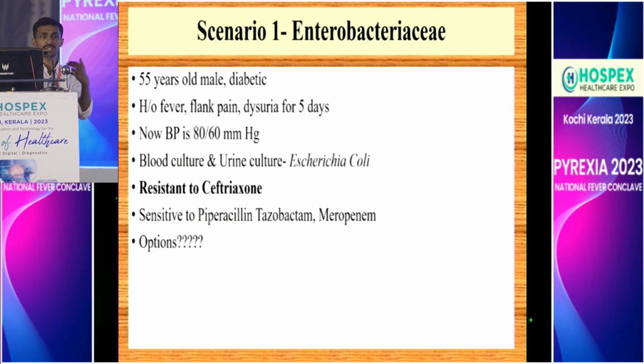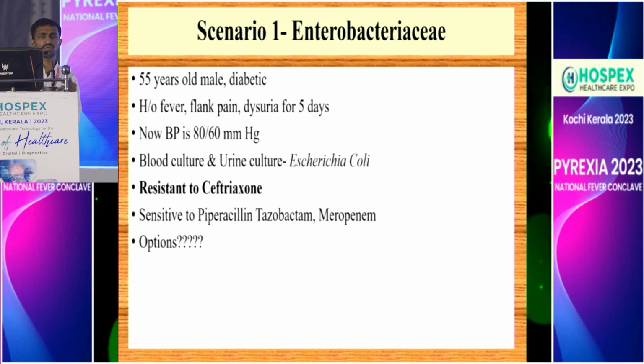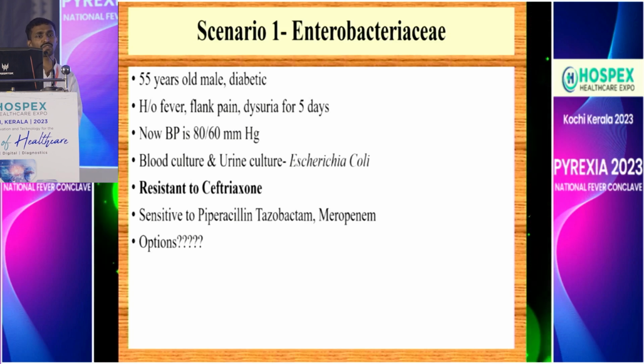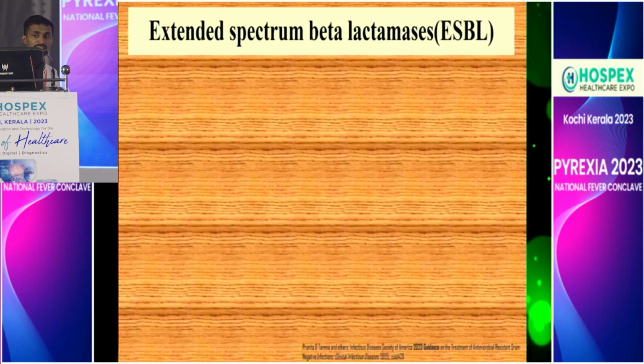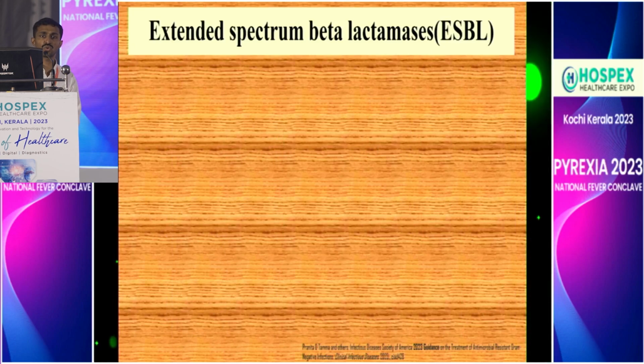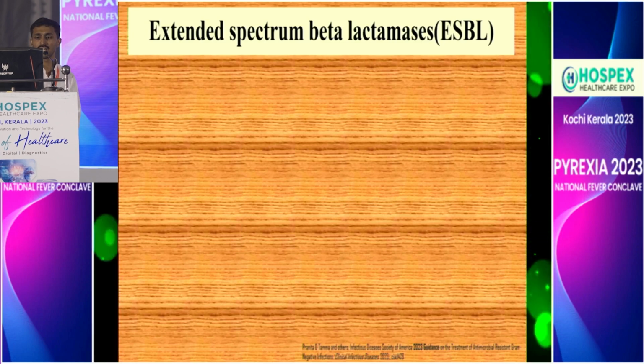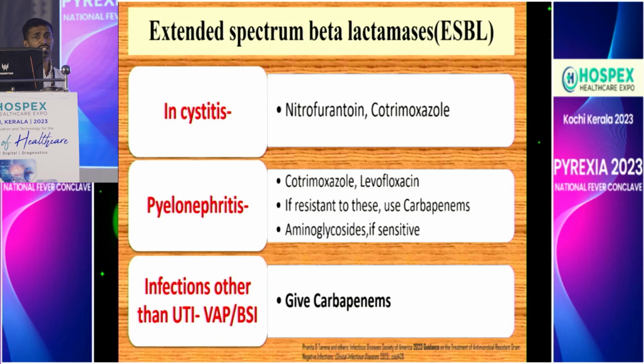So what is this strain called? For practical purposes, if you see ceftriaxone resistance in an E. coli or Klebsiella, you can label it as extended spectrum beta lactamase, that is ESBL. So what is the treatment of ESBL? Recently a lot of guidelines have come out in this aspect. There are ICMR guidelines and IDSA guidelines. So you can treat them like this.